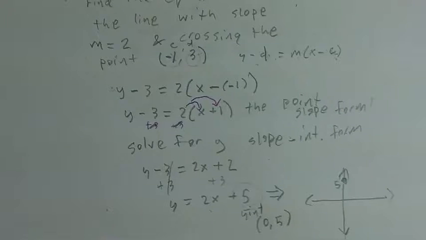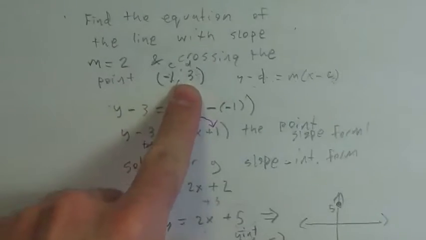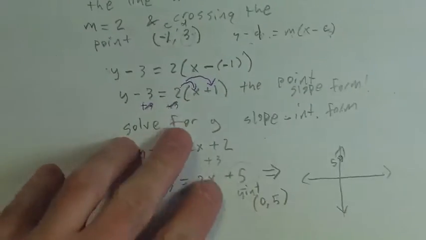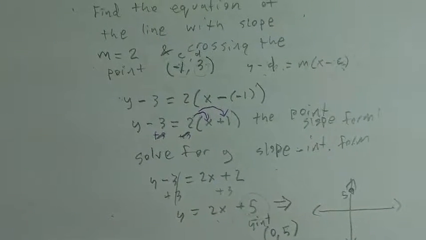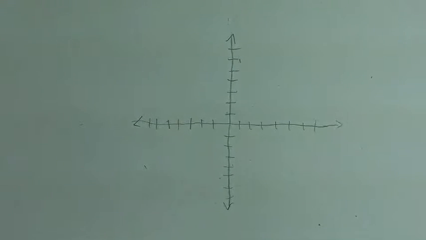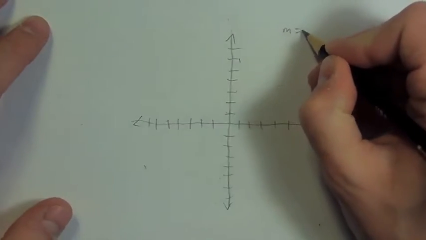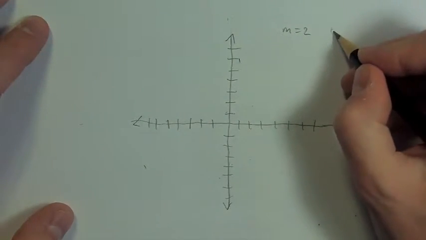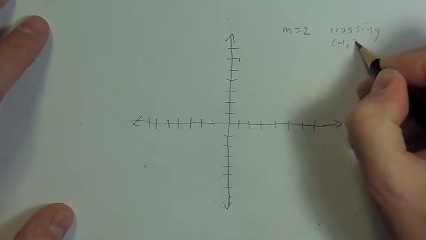All right, let's talk about how we actually graph this, and I'll show you the two ways we can do it. We can either use the point we were given and the slope, or the y-intercept and the slope. So let me show you. Here is the first way that we can graph this. We were given that the slope is 2, and the point that this line was crossing was -1 and 3.